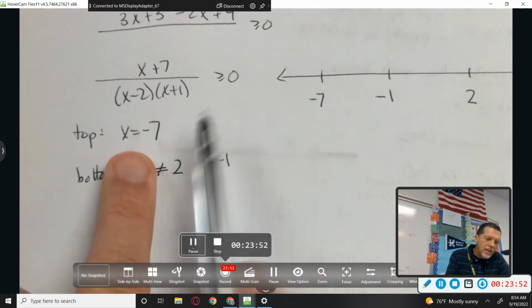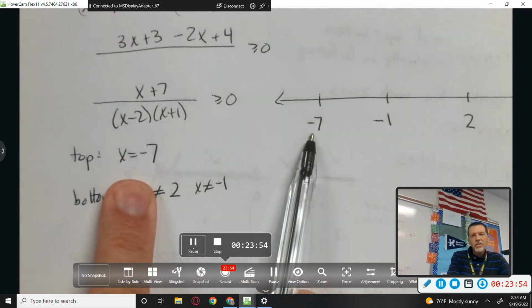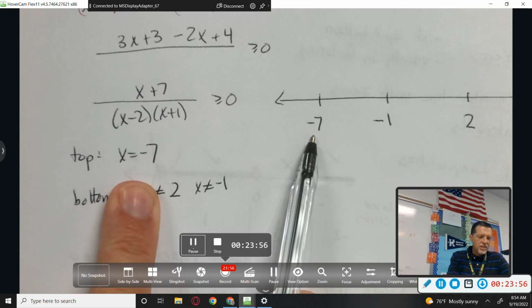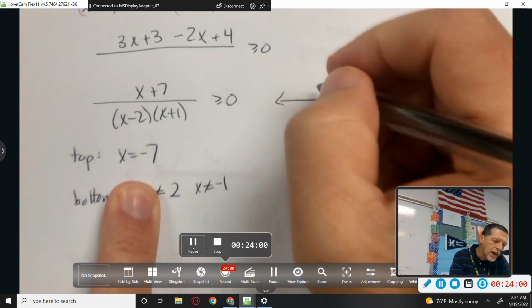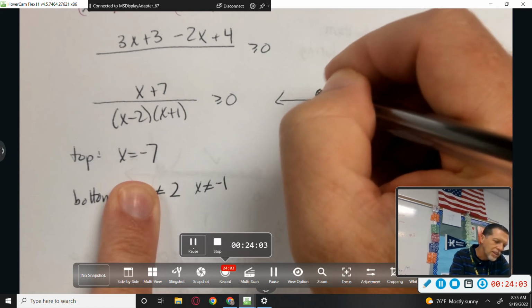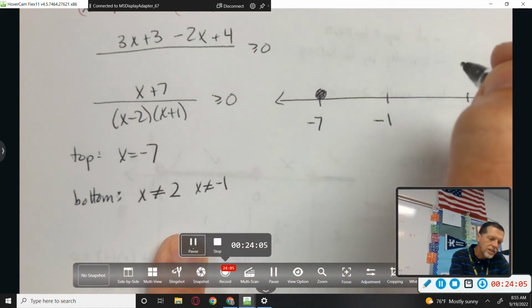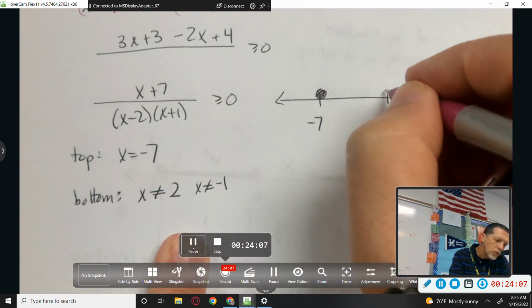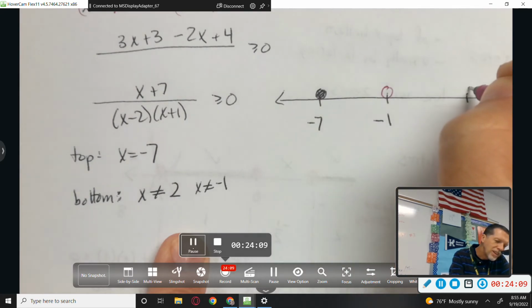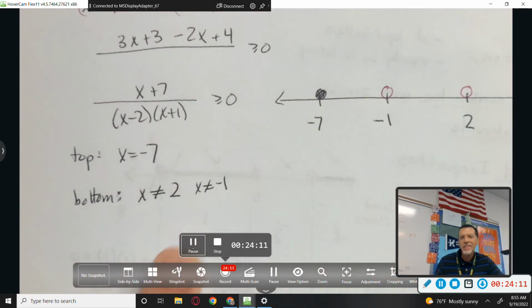Negative 7, is that an open circle or a closed circle? Closed, because it was the equal sign and it came from the top, so closed for negative 7. What about negative 1? Open, and 2? Open, because it came from the bottom.